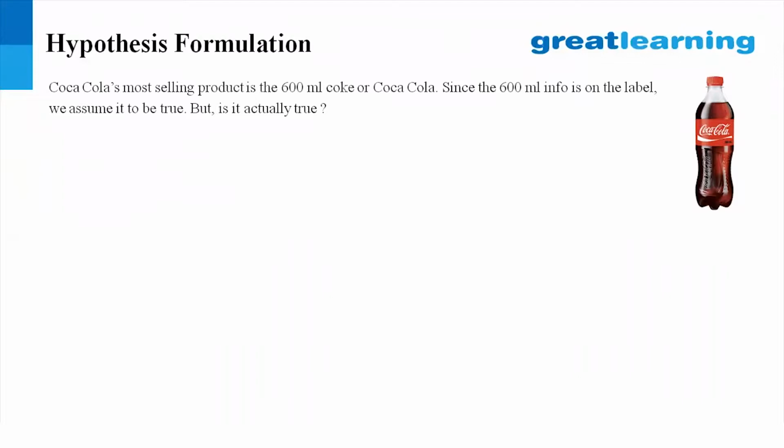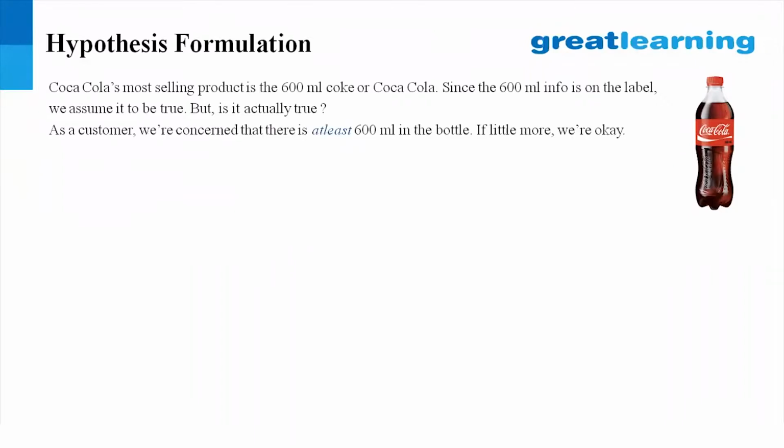So we take the fact that since it is written on the label that it is 600 ml, we are assuming that what is mentioned on the label is true. But if I want to test whether it is actually true, or if I want to know if it is actually true, that is the concept of hypothesis testing. Like I told you earlier, you're given a statement, somebody is telling you that this happens, but how do you assure whether or not it happens in real life? You test it, and that is the whole concept of hypothesis testing.